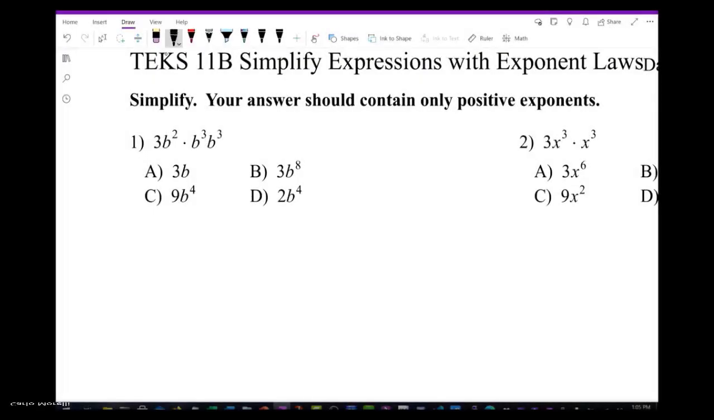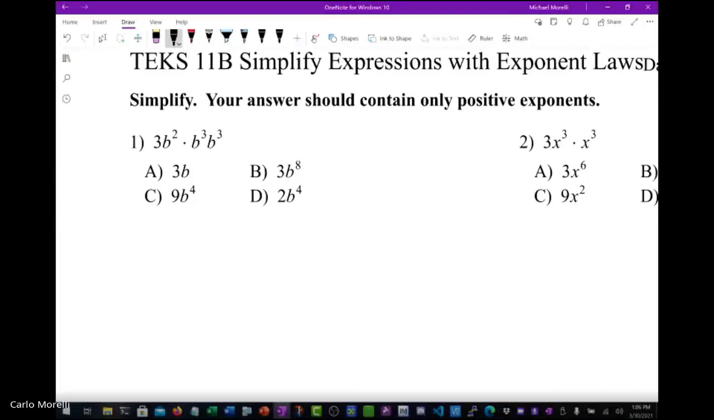Ladies and gentlemen, today we're going to show all the answers to this TEKS 11B simplifying expressions using the exponent laws worksheet. We'll start with number 1. This problem uses what's called the product rule for exponents. What it says is when the bases are the same, you add the exponents.